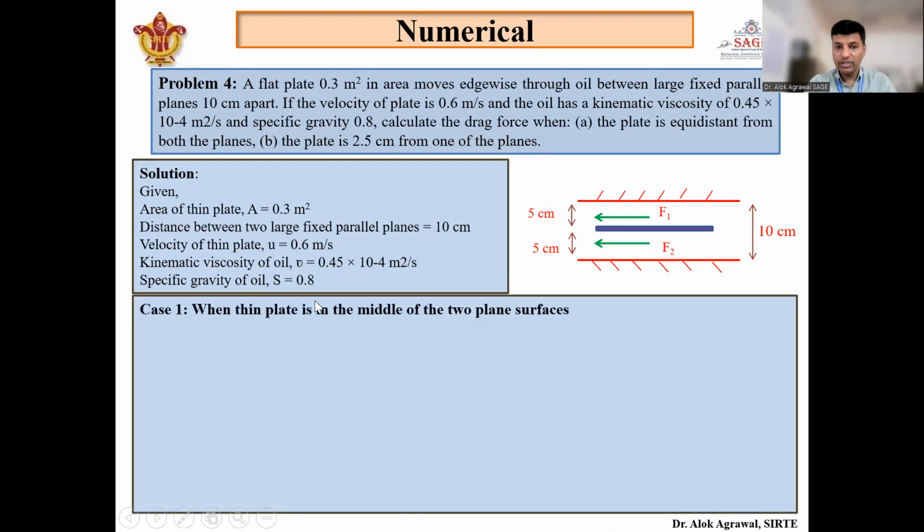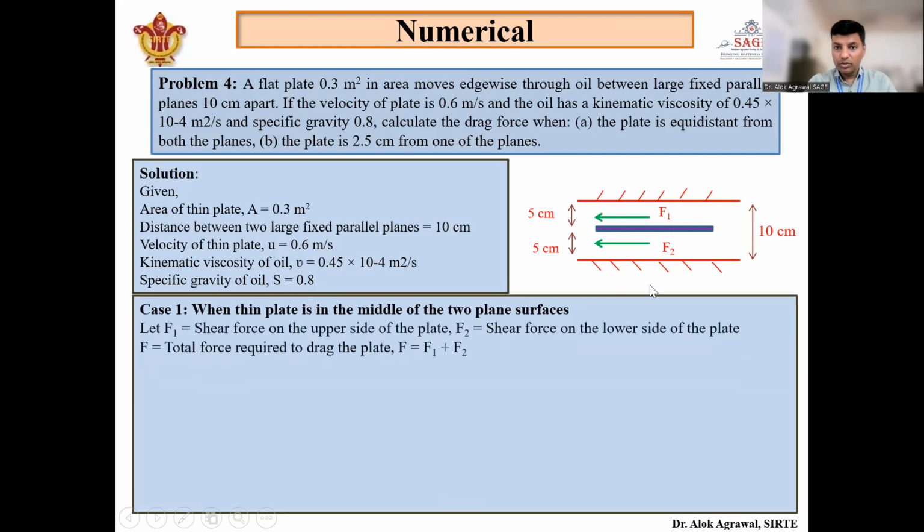तो हमारा केस वन क्या है, when the thin plate is in the middle of the two plane surfaces. So let F1 be the shear force. If the plate is moving from left to right, the shear force will act in the opposite direction. Shear force F1 is on the upper side of the plate and F2 is on the lower side of the plate. So total shear force will be F1 plus F2.